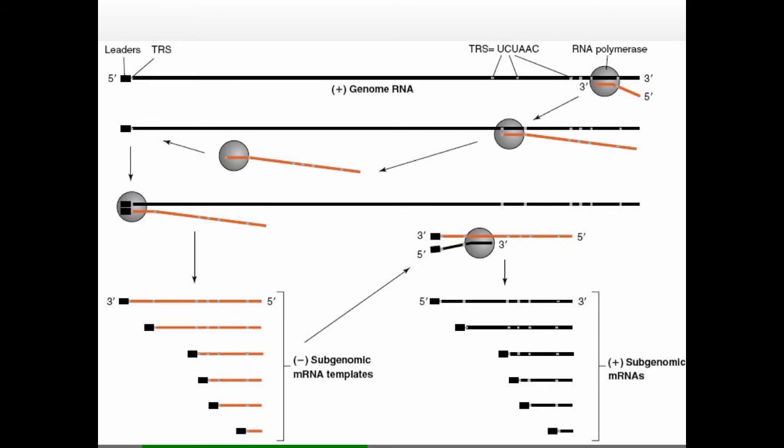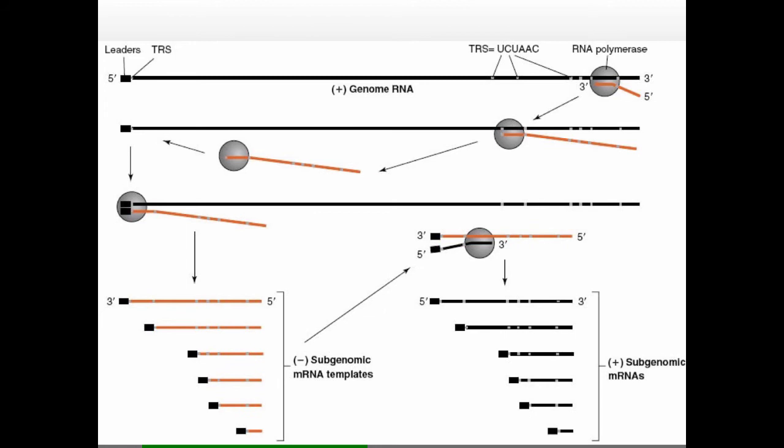Questions? Yes? Is it the same probability for each of these sites that it will jump or not jump? So it seems to be. The question is, is it the same probability each time the RNA-dependent RNA polymerase hits one of these? The likelihood that it's going to jump or stay there seems to be pretty similar. The reason that seems to be happening is this sequence here, which is exactly the same between each of these different genes. It's hard to tell exactly, but it's pretty similar in terms of the frequency.